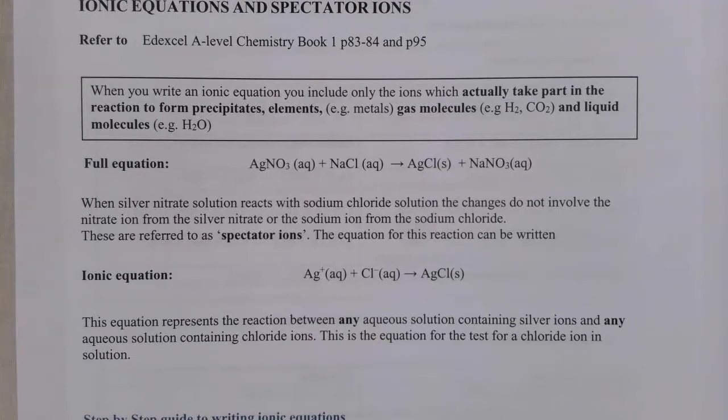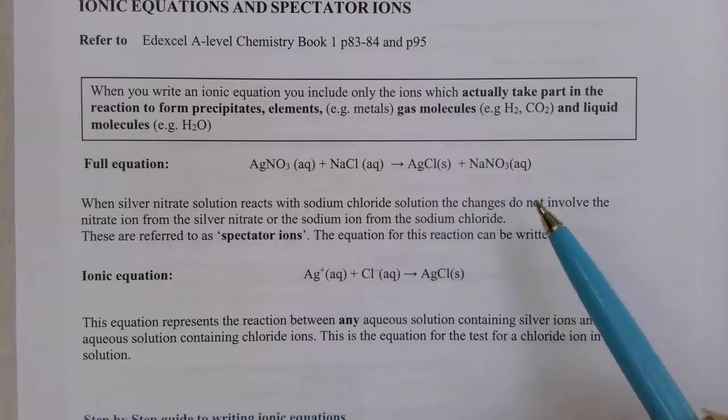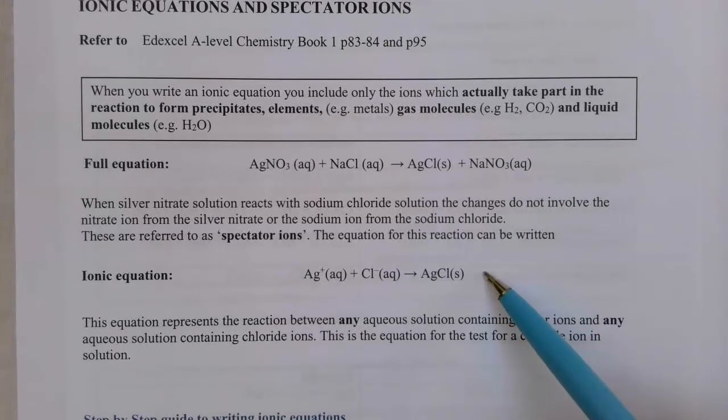So now we've had a look at full equations, we're going to move on and look at ionic equations and spectator ions. When we write an ionic equation, we're only interested in the ions which are actually taking part in the reaction. The ions which are not taking part we call spectator ions. So for example here we have the reaction of silver nitrate reacting with sodium chloride to form the white precipitate silver chloride and aqueous sodium nitrate. Now, the only ions which are actually taking part in the reaction are the silver and the chloride ions. The nitrate and the sodium ions are not changing. They're what we call spectator ions.